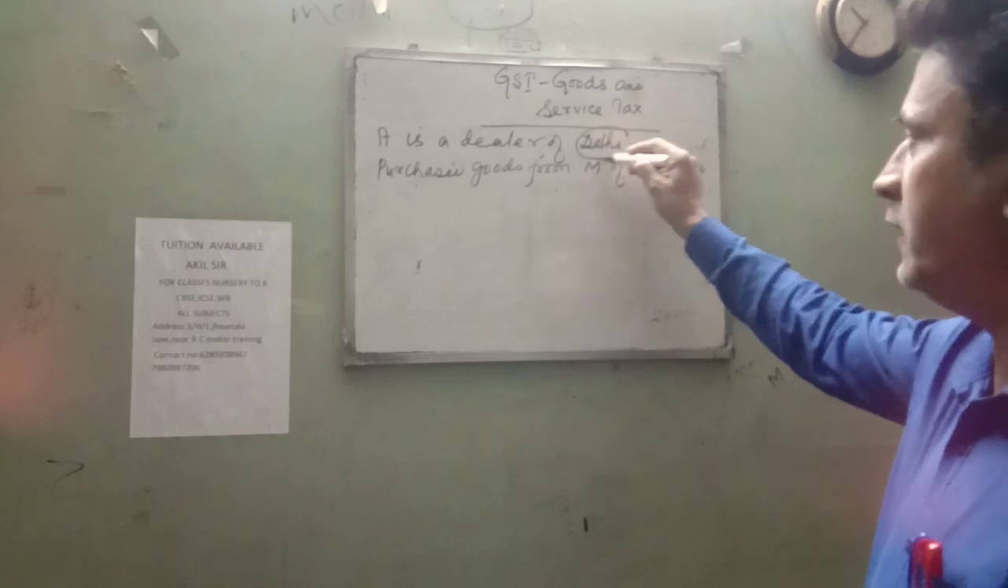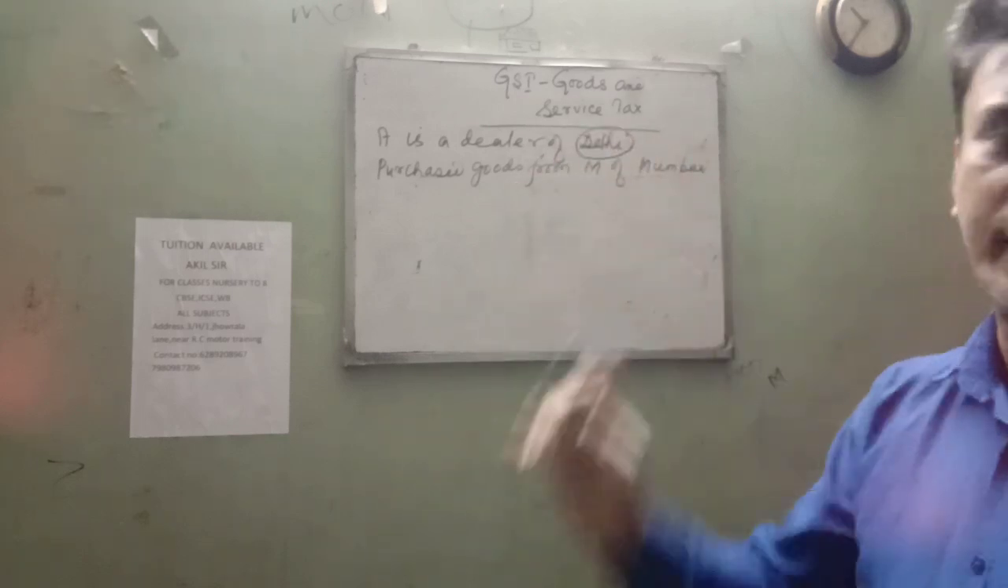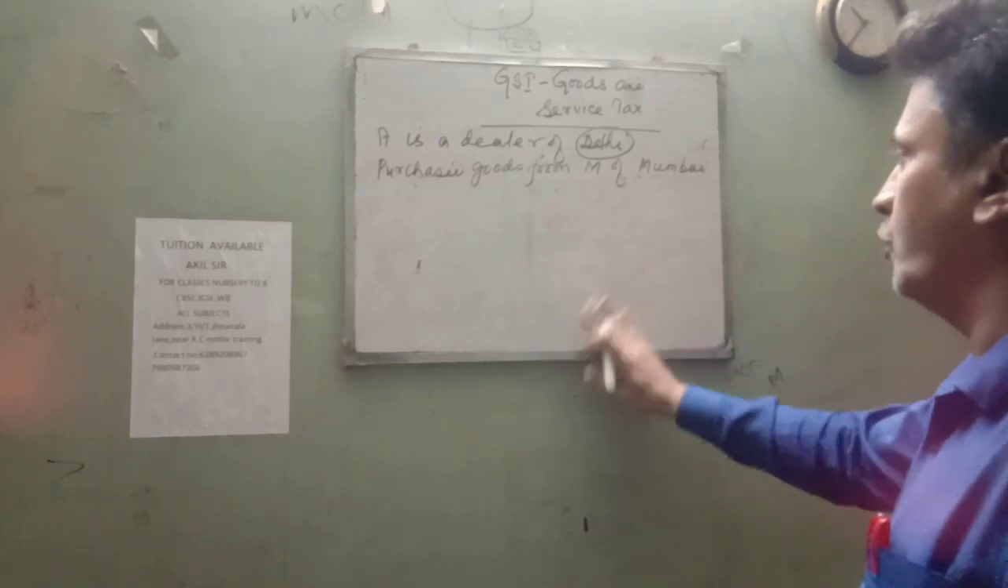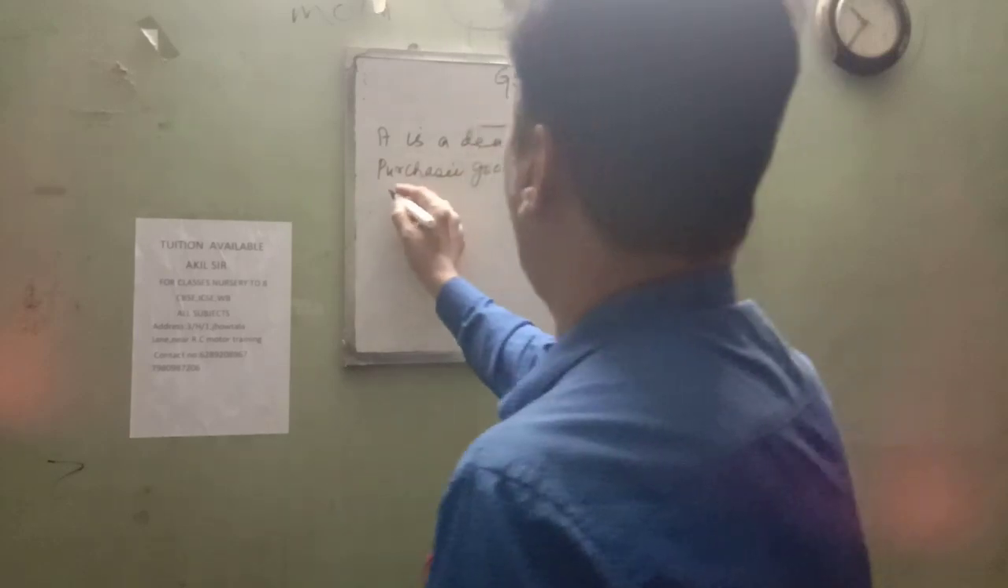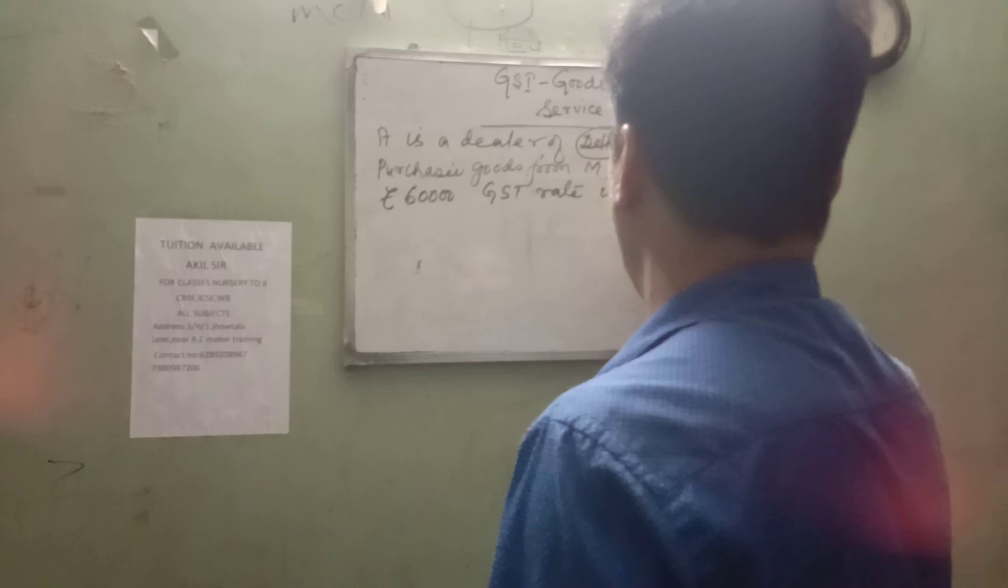So, in this case, what we have to charge here, IGST is applicable. Purchase goods from M of Mumbai, rupees, suppose 60,000, and GST rate is 18%. Okay. GST is 18%. How to pass entries?